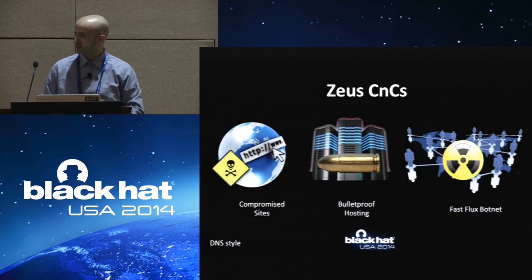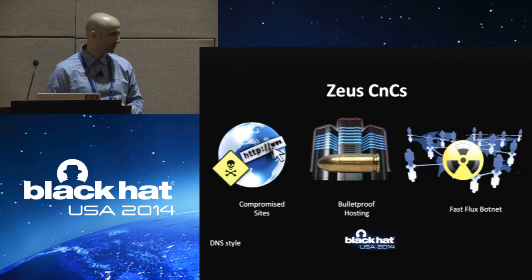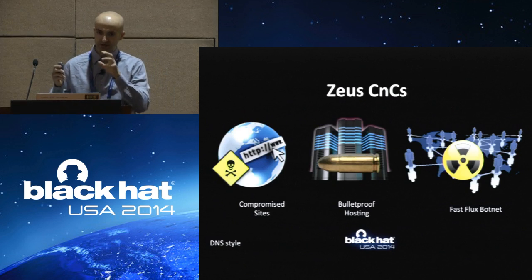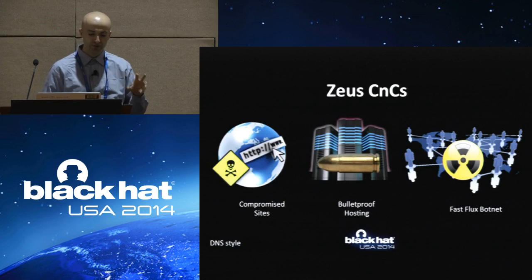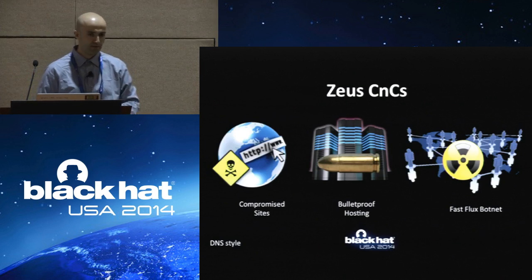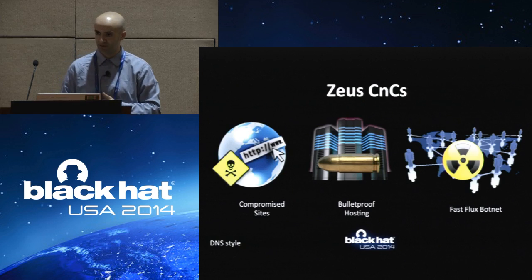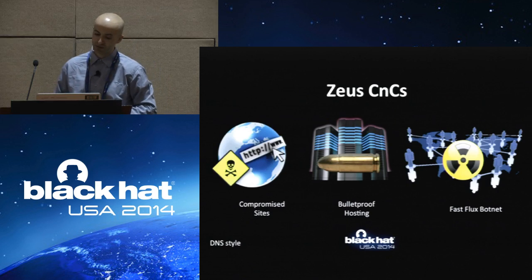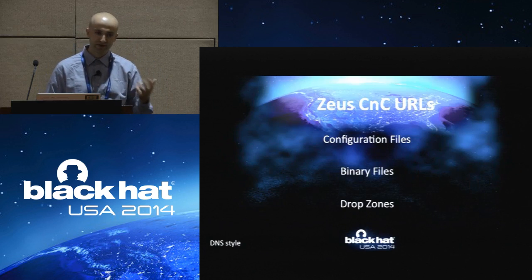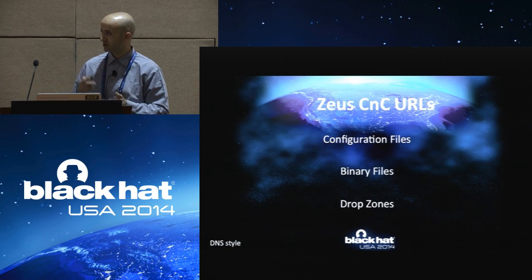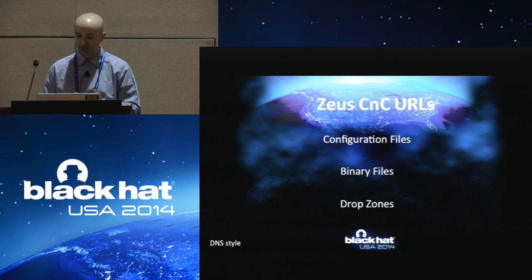The other thing we have to know is that Zeus, the malware, needs to phone back to CNCs, like we said. And these CNC domains are mainly hosted on three types of infrastructures: either compromised sites, bulletproof hosting, or fast flux botnets. We're talking today about the fast flux botnet piece. The other thing is that these domains will serve three types of URLs: config file URLs, binary file URLs, or drop zone URLs.